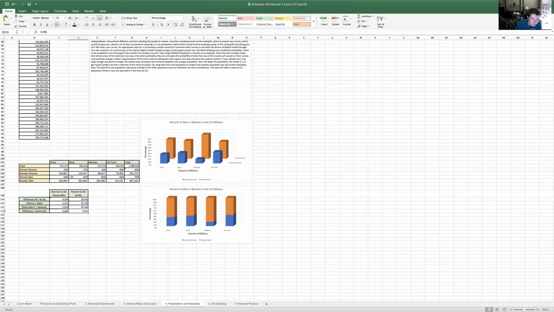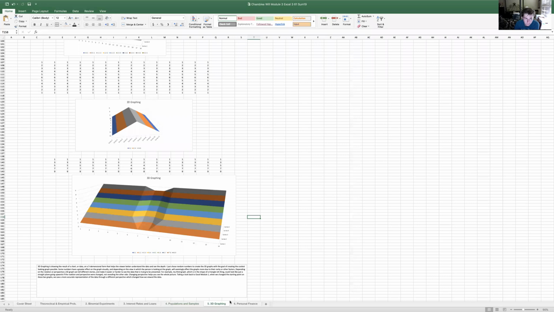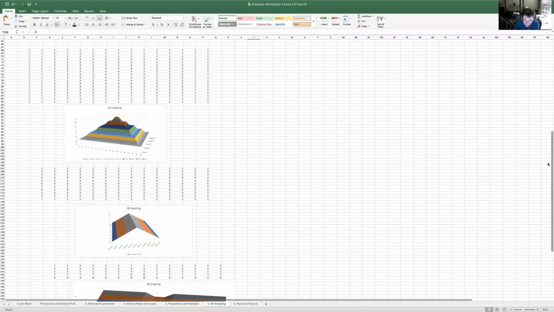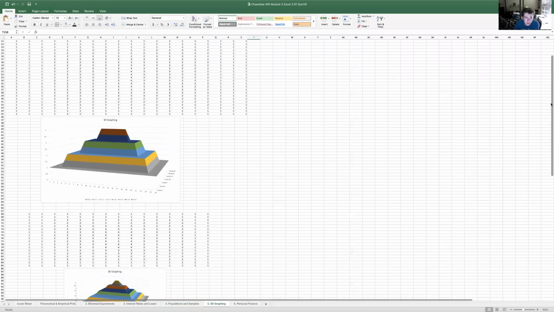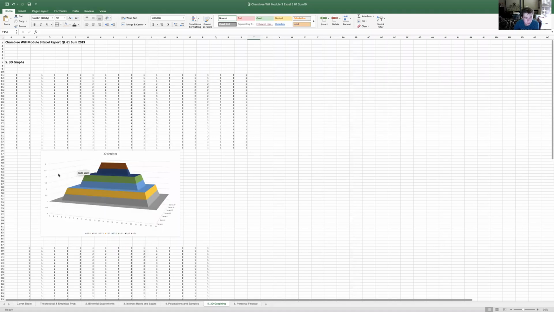Obviously, this does a good job because you're actually getting the full sample size of the men and women in our military. Let's go on to graphing. This is really cool. I really enjoyed this. Just taking some random numbers and trying to make cool shapes.